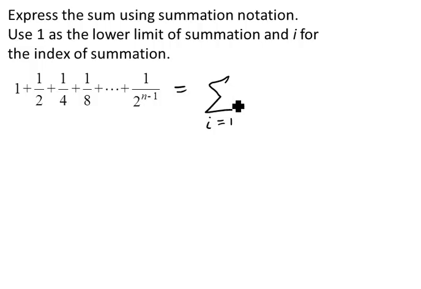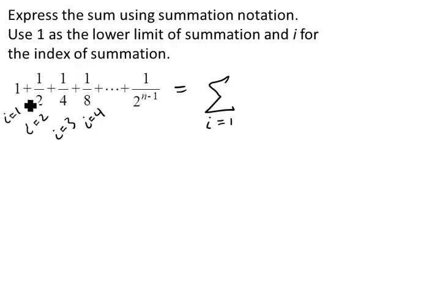And also we need to find a formula for the pattern of these numbers in our sum. And again, since we're being told to start with I equals 1, I need to come up with some kind of pattern or formula involving I, such that when I plug a 1 in for I, I get 1. And when I plug a 2 in for I, I get 1/2. When we plug a 3 in for I, we want to get 1/4. When we plug a 4 in for I, we want to get 1/8, and so on.